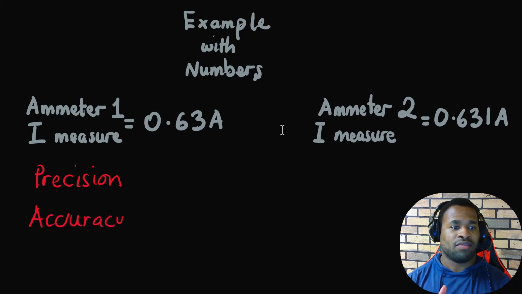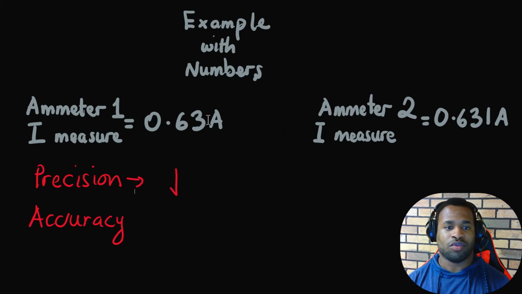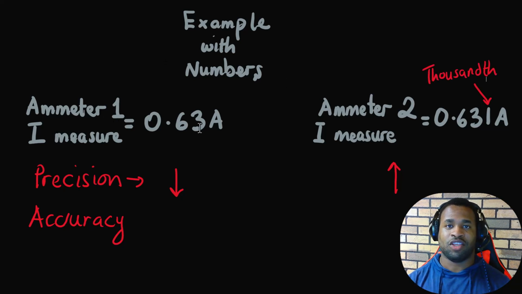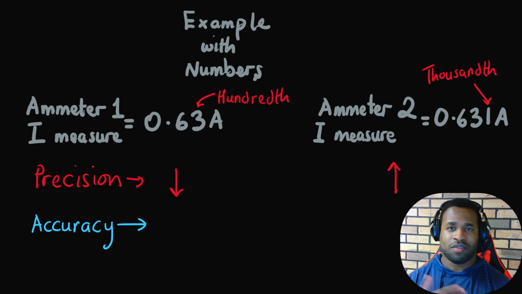By looking at these, we recognize that for precision, the first one has a lower precision compared to the second measurement, which has a much higher precision. The reason is that the second measurement has its last digit after the decimal point in the thousandth place. However, the first ammeter measurement has its last digit after the decimal point placed in the hundredth.